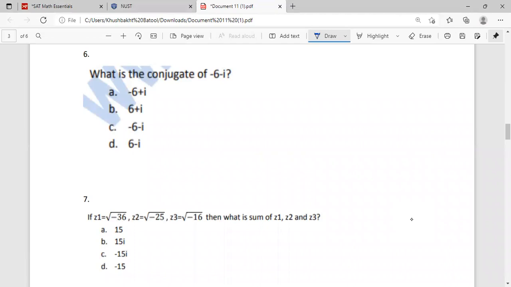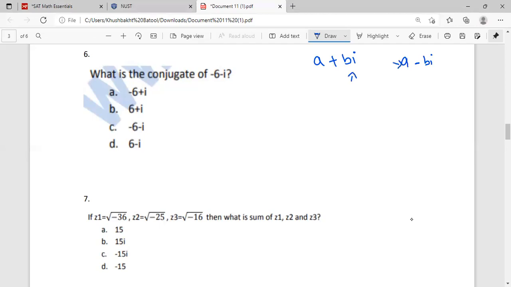What is the conjugate of -6 minus iota? Now, if a plus b iota is a complex number, the conjugate of a plus b iota would be a minus b iota. You need to multiply minus with the imaginary part. Okay, this is the imaginary part. So your real part would stay as it is.